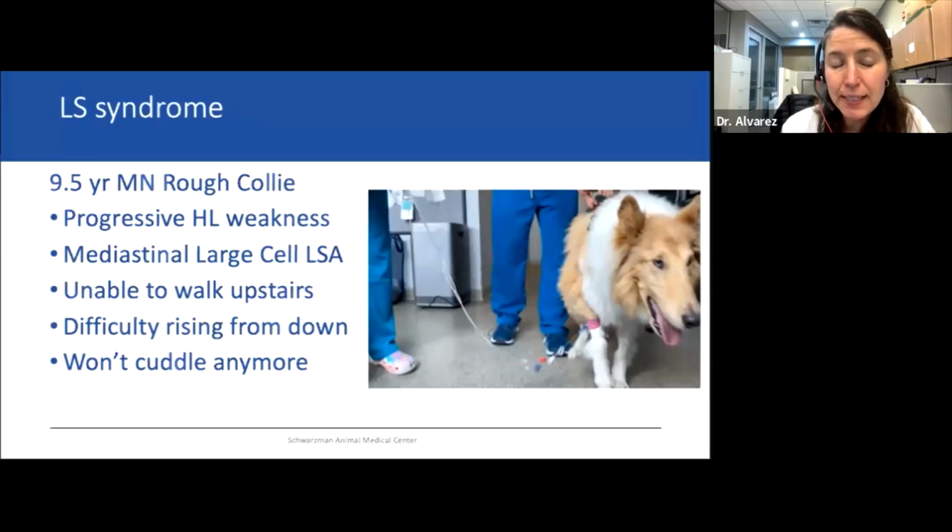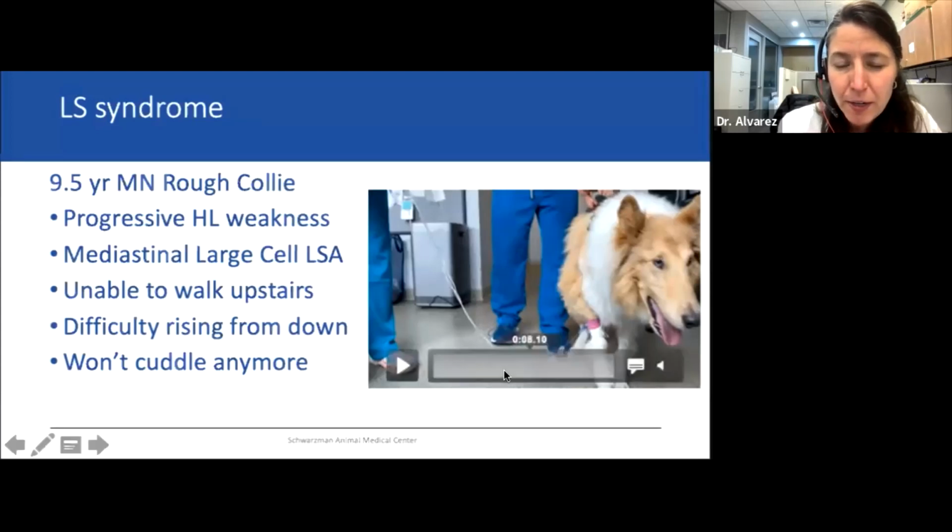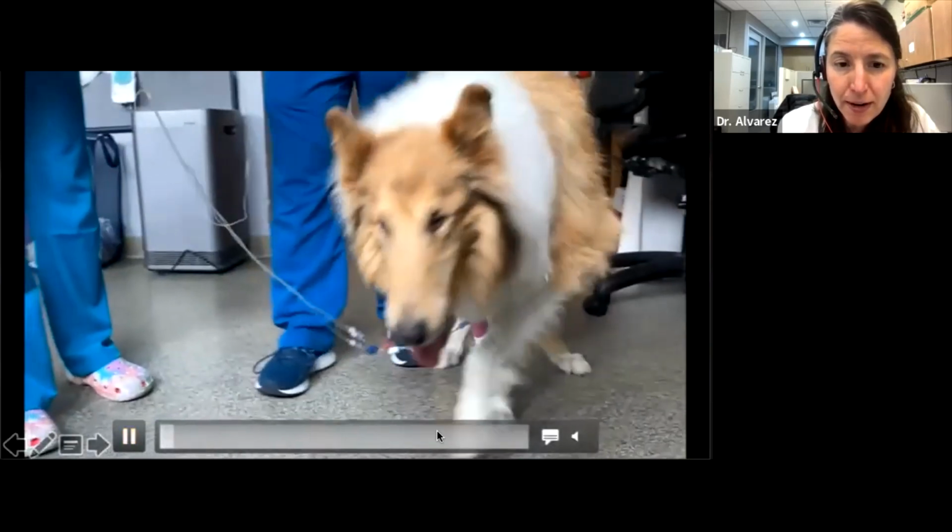Dog had mediastinal large cell lymphoma and was progressively getting really weak in his hind legs. She said that he really was unable to walk up the stairs anymore. He was having a lot of difficulty rising from a down position, and he also was less social. He wasn't cuddling as much as he was. So we actually admitted him to the hospital for a continuous rate infusion of fentanyl ketamine CRI.